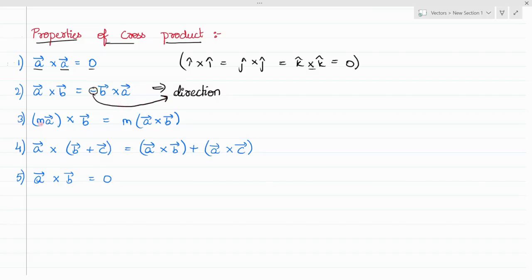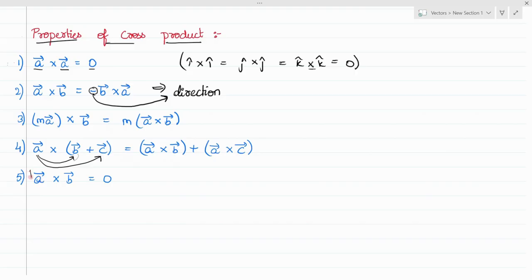Next, m times A vector multiplied with B vector. We can write it this way because m is a scalar quantity and it comes out when we take the cross product of A and B. Next, A cross (B plus C). Here just open the brackets and distribute the A vector with B as well as the A vector with C. You will get this.